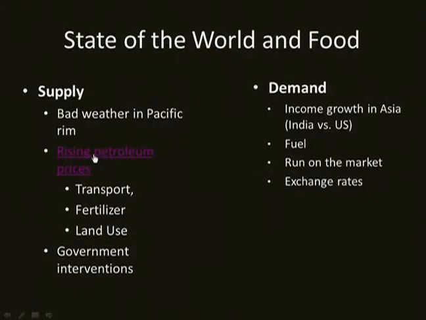We can also see that there are other things that can affect the supply of food, in particular input costs, like rising petroleum prices. Now, petroleum is an important factor in the production of food for at least three reasons: transportation, fertilizer is produced from petroleum or petroleum-based products, and land use.